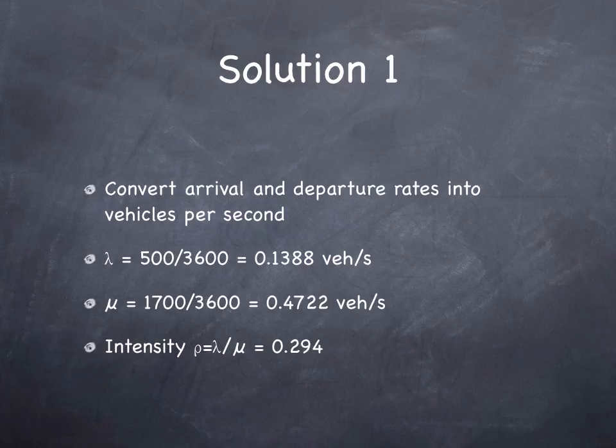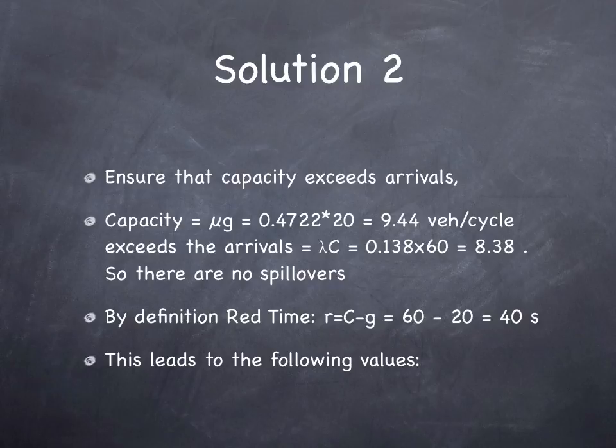We need to convert the arrival and departure rates into vehicles per second. So our lambda is 500 over 3600, but 3600 is the number of seconds per hour, which gives us 0.138 vehicles per second. Our mu is 1700 over 3600, which is 0.472 vehicles per second. And our intensity or capacity utilization, rho, is lambda over mu, which is 0.294.